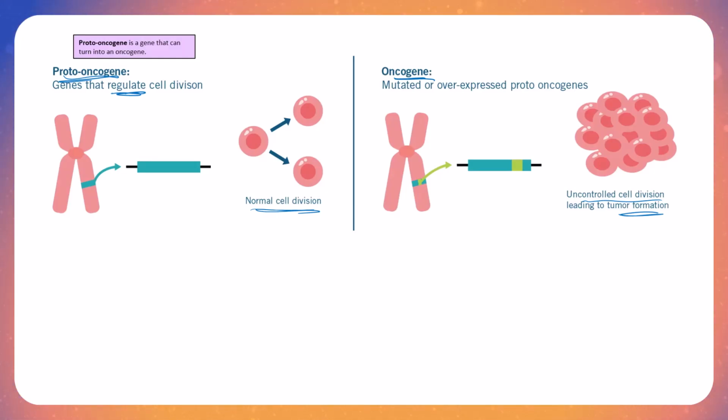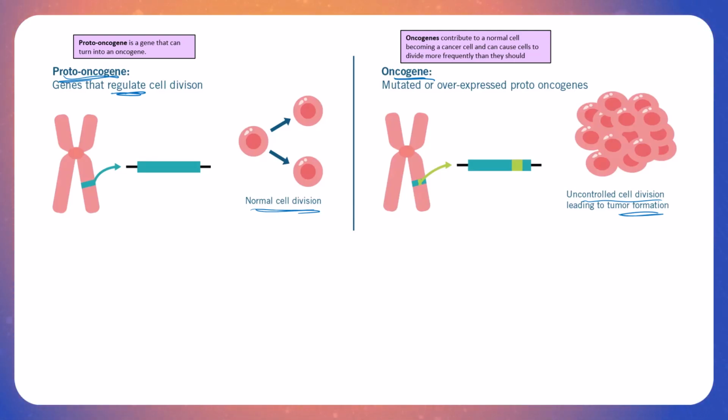So, a proto-oncogene is a gene that can turn into an oncogene. Oncogenes contribute to a normal cell becoming a cancer cell and can cause cells to divide more frequently than they should. Proto-oncogenes are normal regulators. Oncogenes are mutated regulators. Okay? Mutated genes turn into oncogenes.